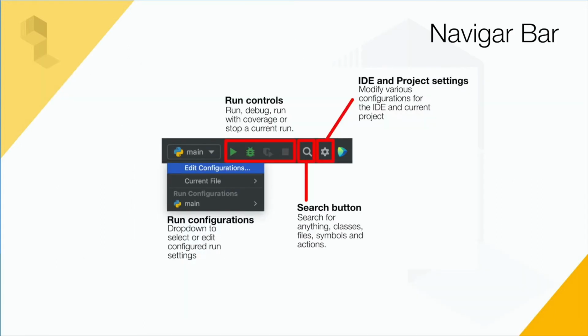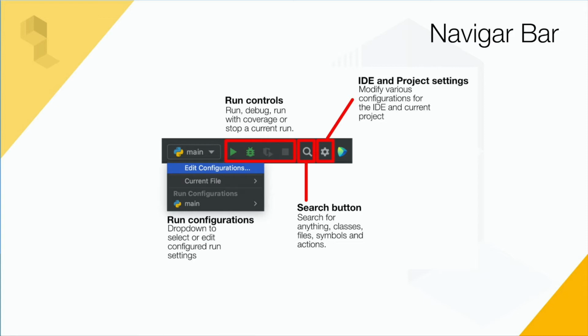The navigation bar is right at the top, and it consists of a number of buttons. Run configurations are indicated by a drop-down with the word main. You can edit run configurations to modify how the script is run, as well as to create new run configurations. The buttons on the right of the run configuration drop-down invoke the selected run configuration. You can either run, debug, run tests with coverage, and stop a run.